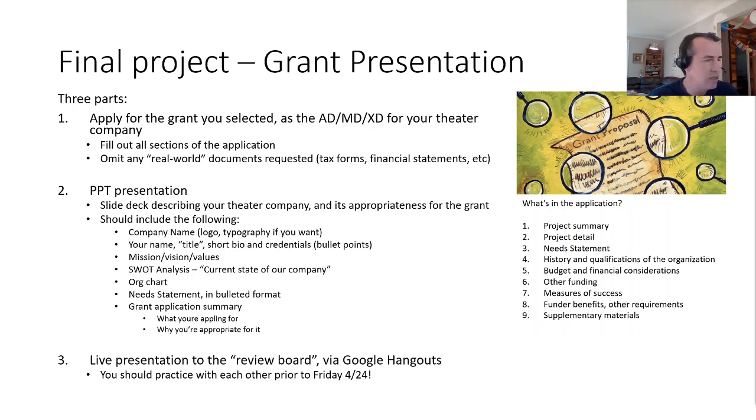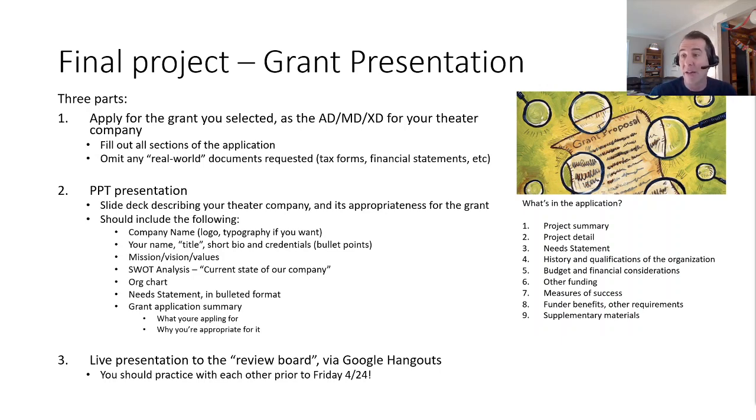The second piece of this is the PowerPoint presentation for the live presentation. This is going to be a little slide deck. It's going to describe your theater company and why it's appropriate for the grant. The things that I expect to see in your PowerPoint are your company name and logos and typographies if you want, as creative as you want to get. It should have your name, your title in the organization, a little short bio, and maybe some of your credentials. That should be one slide.